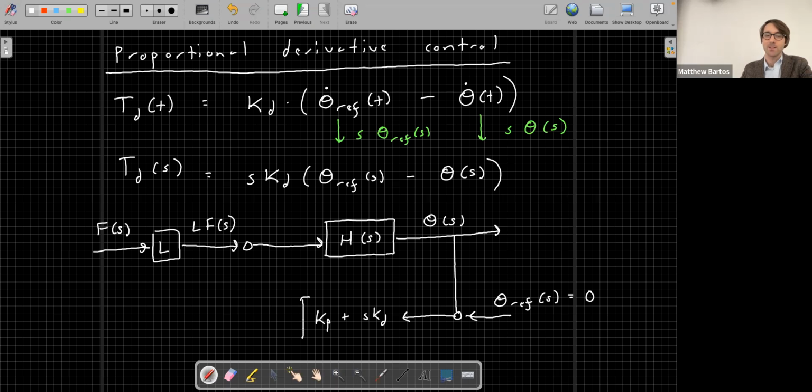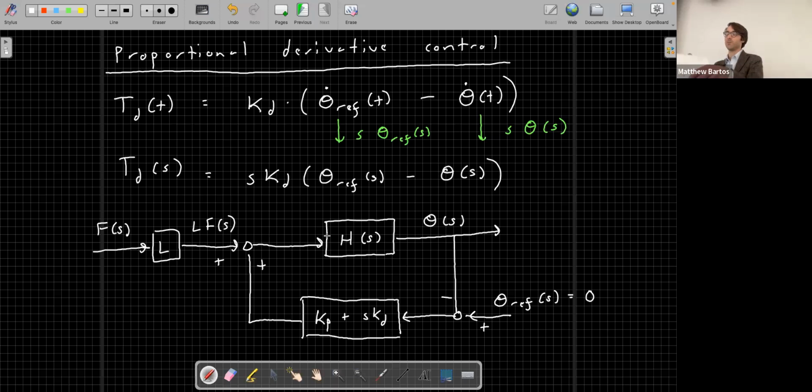Okay, so by multiplying our error by Kp plus sKd, we're feeding back both the difference in the angular displacement as well as the difference in the angular velocity, and we're adding them together. We're going to feed that back into our system, and we will see what the response becomes when we do that.